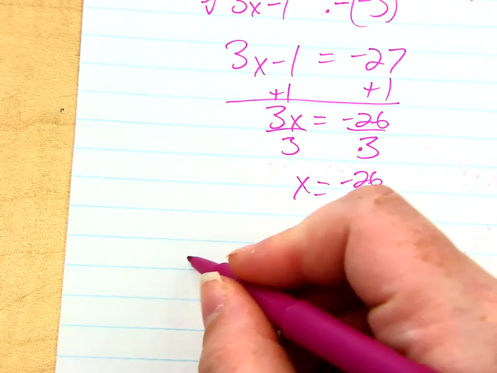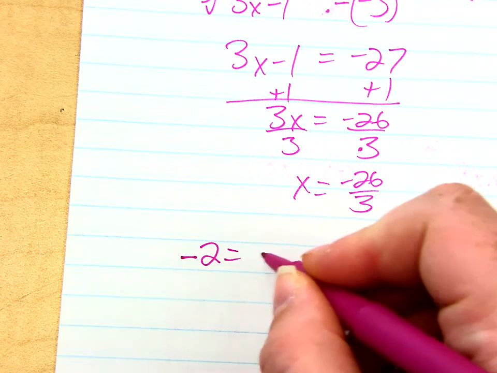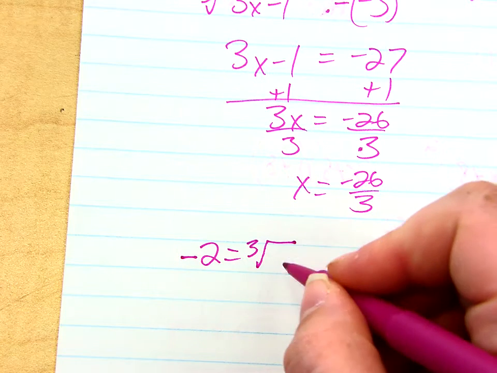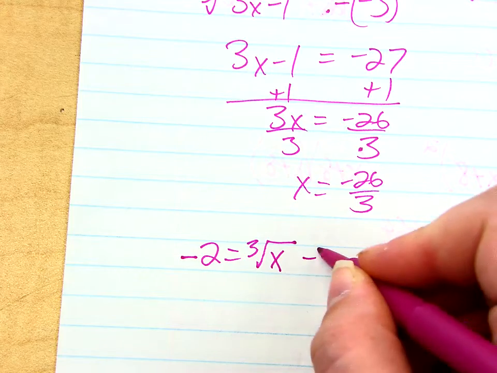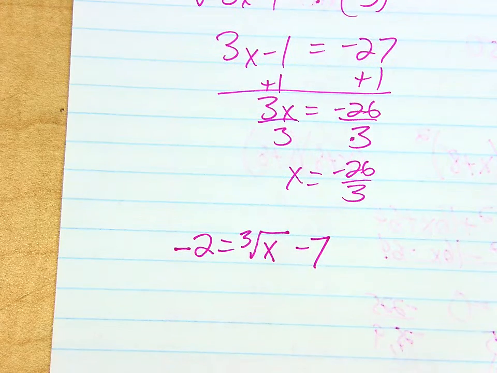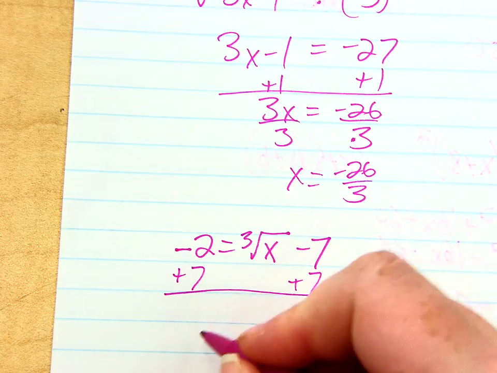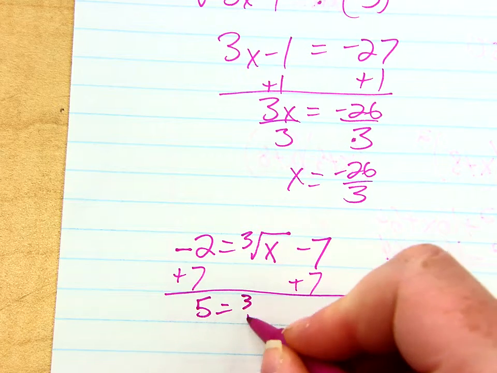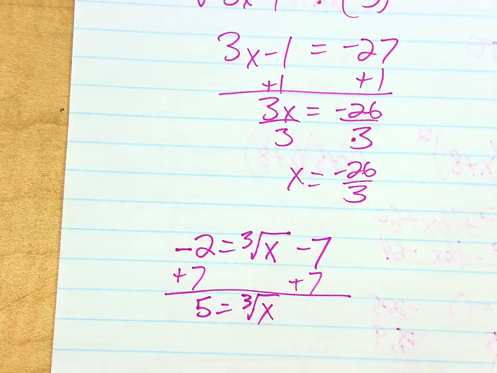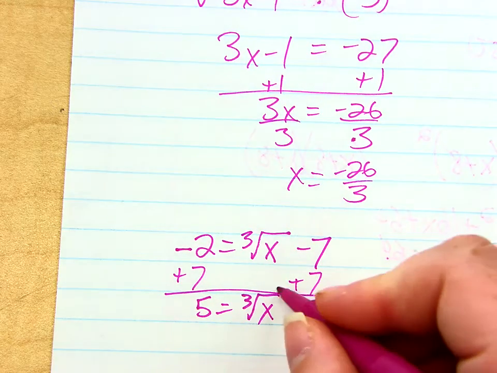The only way it gets a little bit harder is if I don't have the radical alone. So this isn't from the sheet. This is actually on your packet. Say you had something like this. What would you do first? Add 7. You want the radical by itself, so add 7 to both sides first. Now I have 5 equals the cube root of x. And then what do you do? Cube both sides.